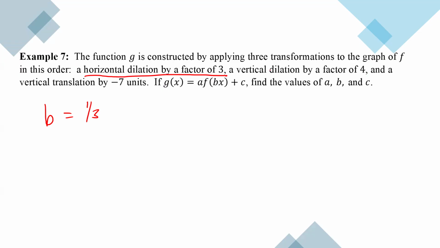If I want a vertical dilation by a factor of 4, what variable is that? A equals what? Did it tell me to reflect? No. It just says by a factor of 4. And if I want a vertical translation by negative 7, what variable is that? It's our k. In our notes, we wrote k.